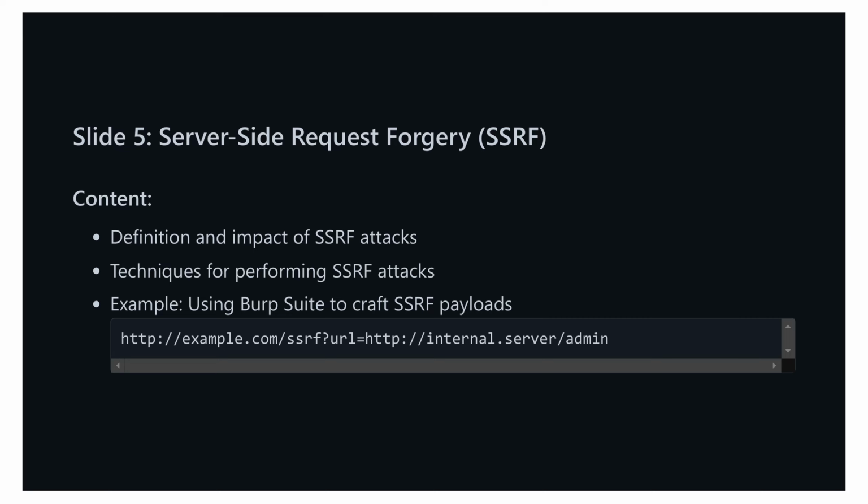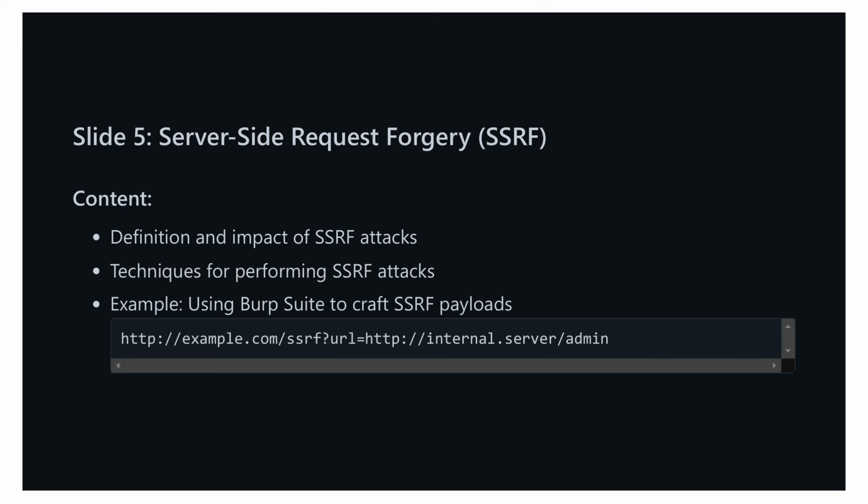They can lead to unauthorized access to internal systems, exposing critical internal applications that are not intended to be internet-facing. This can result in data breaches and further penetration into internal network segments. There are several techniques to perform SSRF attacks. One common method is by injecting malicious payloads into URL parameters.